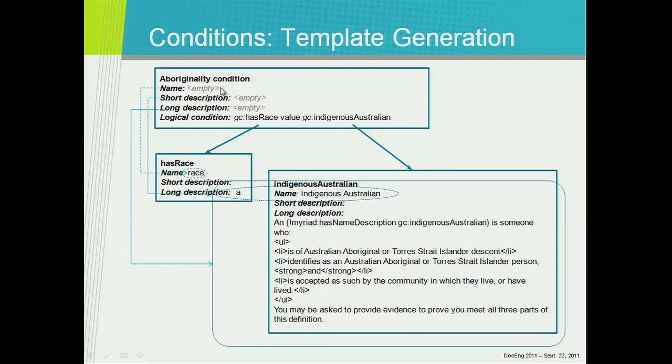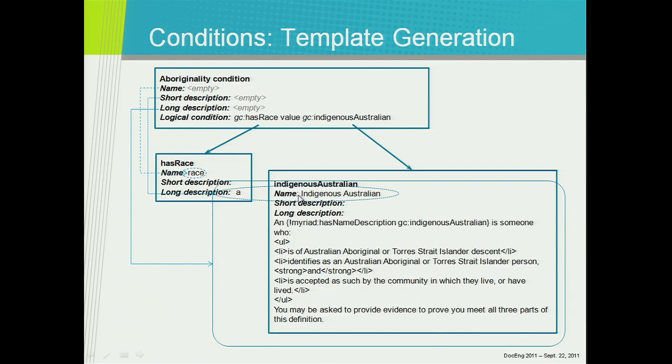The name of the condition, if it were to be a title of a section, picks up the name of the relationship, race. The short description starts with just a simple introductory text, you must be, you are, fairly simple chunking together of text: you must be an Indigenous Australian. The long description takes the short description, you must be an Indigenous Australian, and tacks on: an Indigenous Australian is someone who ... All right, so it's a fairly simple mechanism.